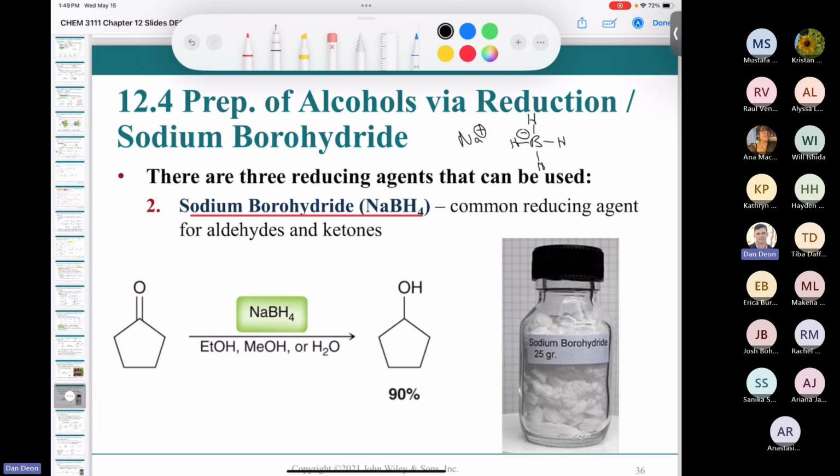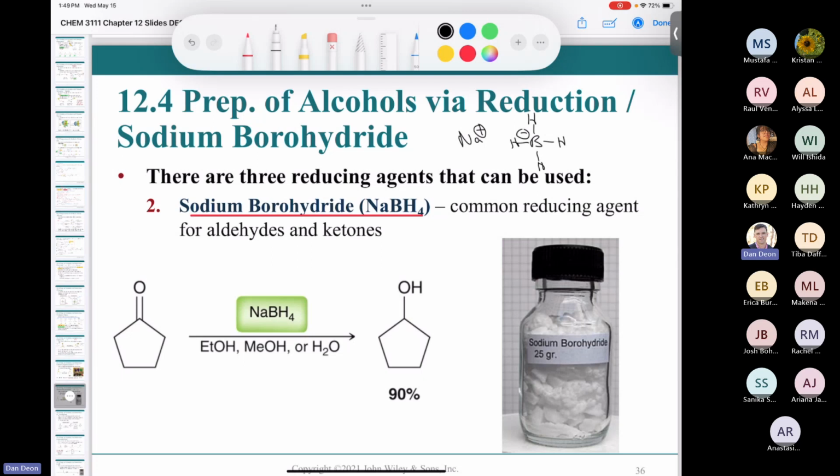It's just a white solid. And what's cool about sodium borohydride is that you can just put a spatula in it and handle it in air and not worry about it a whole lot. It is hygroscopic, meaning it does absorb water from the atmosphere, but it's generally not a huge concern.